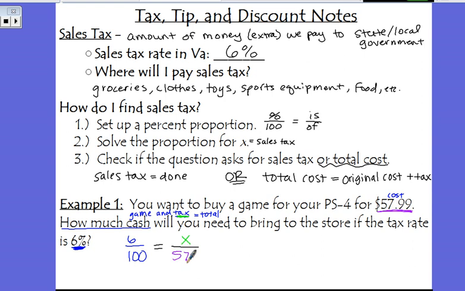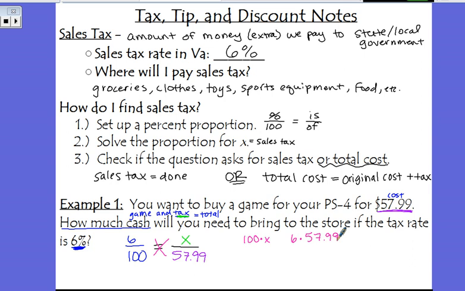So I'm going to put the cost in the denominator because the tax is out of the total cost. It's never going to be more than that because I see my first ratio as the percent is out of 100, which is also smaller. Okay, so from here, we're going to do our steps for solving. We're going to cross multiply, and we get 100 times x, and we get 6 times 57.99. We then go ahead and find our cross products.